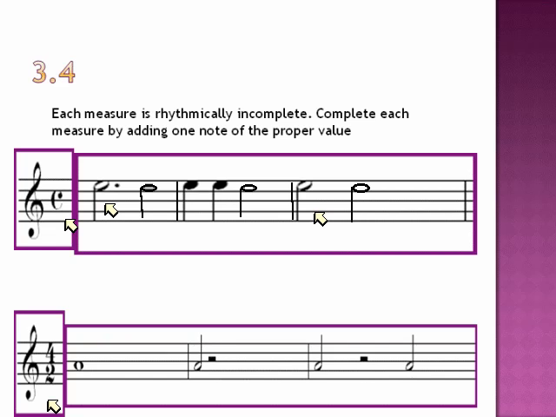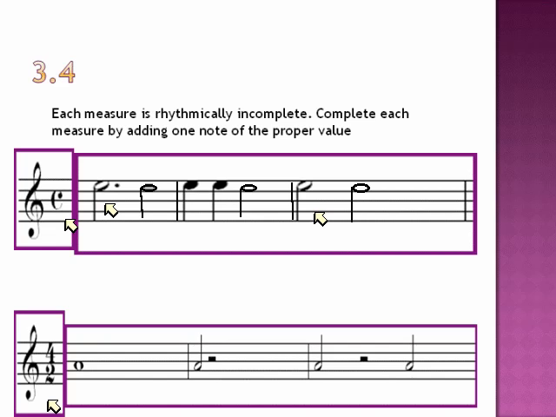Look at the next one down here. 4/2 time. 2 beats in a measure. Excuse me, I said it wrong. 4 beats in a measure and a half note gets 1 beat. 4 beats in a measure, a half note gets 1 beat. And I'd have to put 1 note in every measure. How can I do that?